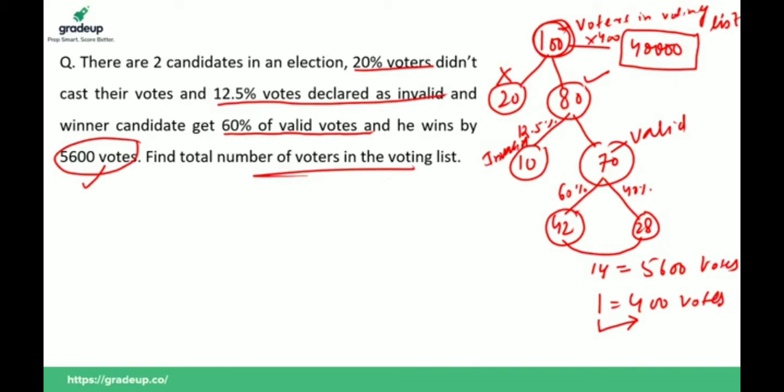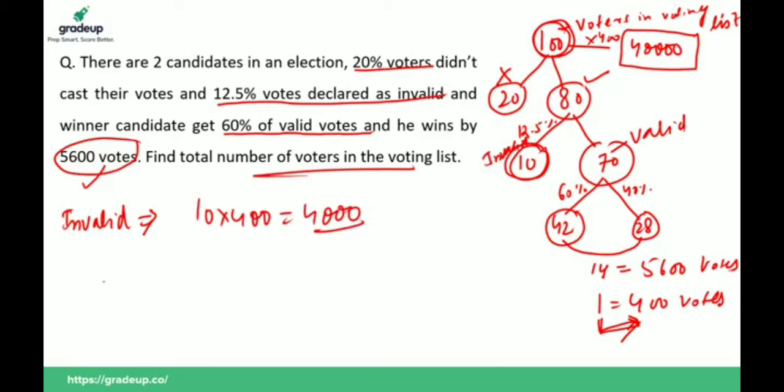Guys, in this question, if you are asked to find the invalid votes, then it is very easy to find the invalid votes. As you have 1 equal to 400, then what will be the value of 10? Obviously 4,000. And in this question, it is very easy to find all the things.